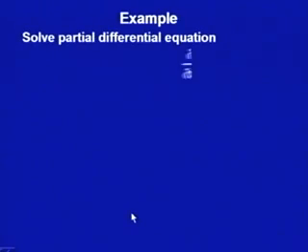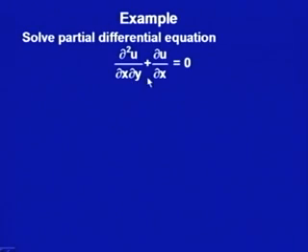Solve the partial differential equation ∂²u/∂x∂y + ∂u/∂x = 0. Now, let us see. In this equation we have a derivative with respect to both variables, and here a derivative with respect to one variable. If I treat this ∂u/∂x as some function of x and y, then ∂²u/∂x∂y, assuming that interchange of the variables is possible in the derivatives, I could write as ∂/∂y of ∂u/∂x.